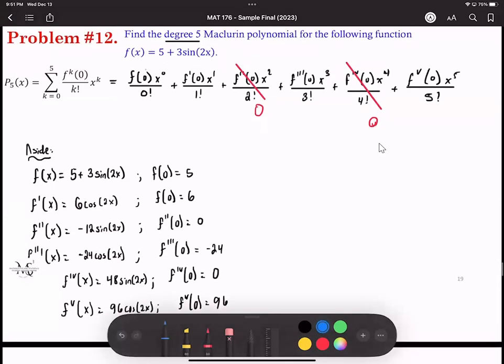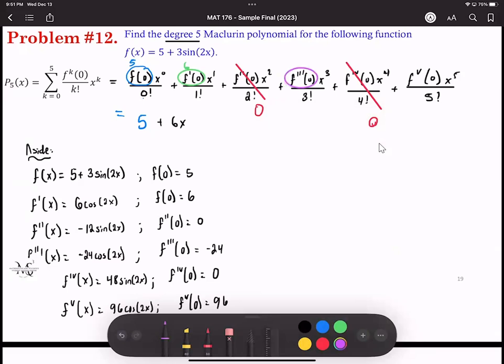So this first term, f of 0, we know is going to be 5. X to the 0 is 1, and 0 factorial is 1. So that first term is going to be a 5 here. For my next term, f prime of 0 was 6. So we have 6 times x to the first, which is just 6x. 1 factorial is 1, so it's 5 plus 6x. The third term we're skipping is going to be 0.